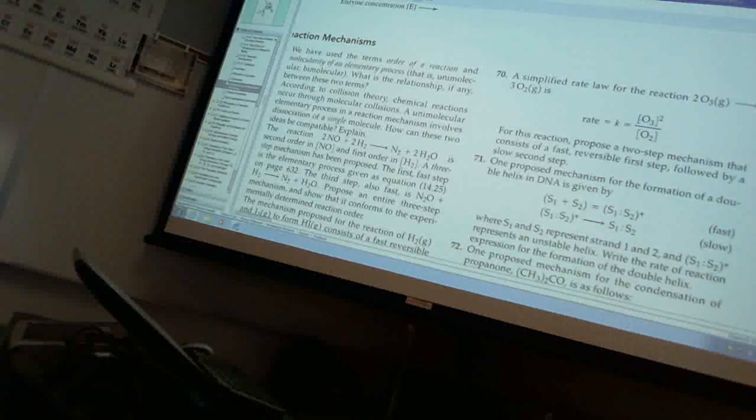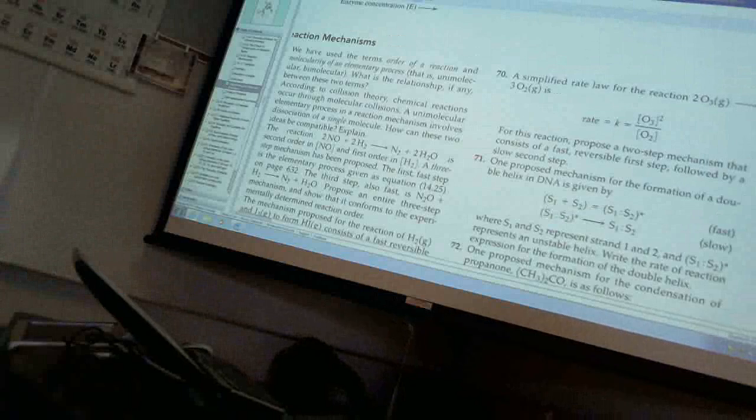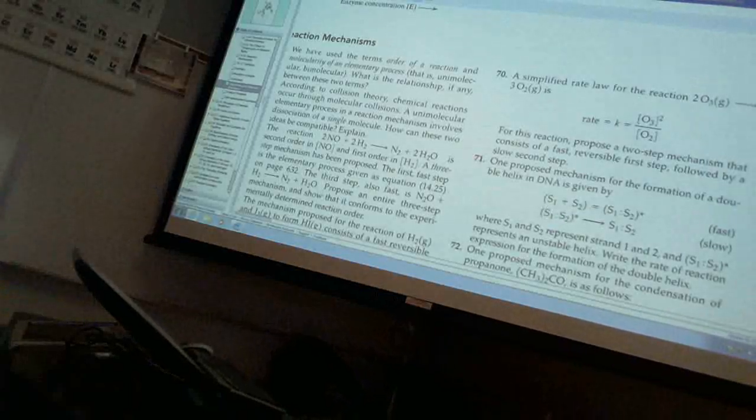When you have a simple elementary step, what is the rate law equal to? K times the concentration raised to the coefficients. So, does anybody know how I got the rate of the RDS? Like, for example, I said that the rate for the enzyme one was K2 ES. Anybody know how I got that?